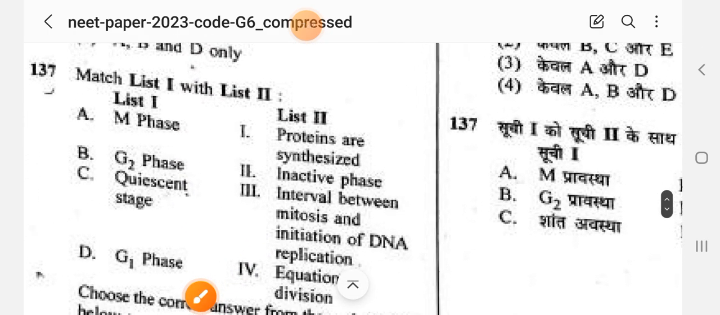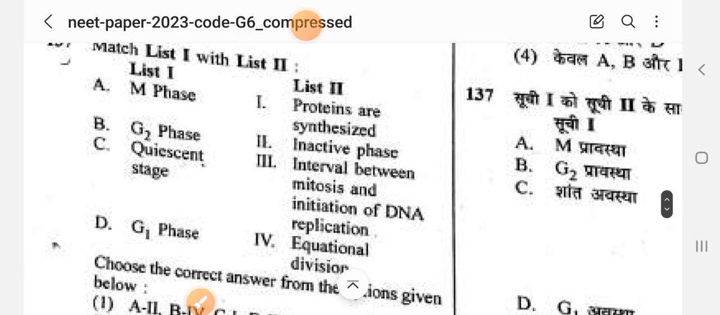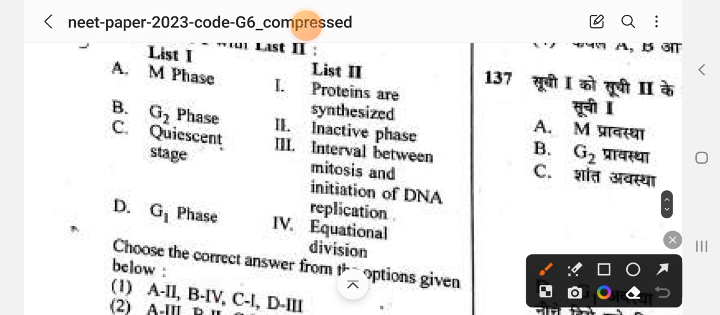So मैचिंग आ गया है. एम फेज में क्या होता है? M phase is equational division. Proteins are synthesized. This is G1 inactive phase. Quiescent phase जो है inactive phase है. Quiescent phase is inactive phase. तो इसका सेकेंड हो गया.